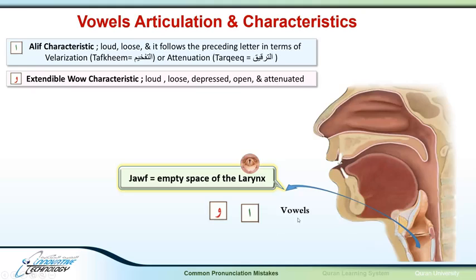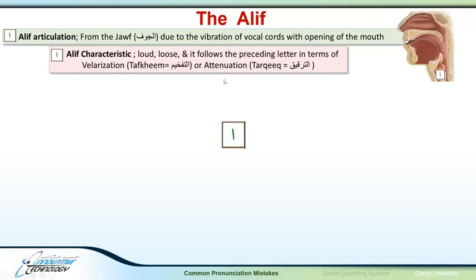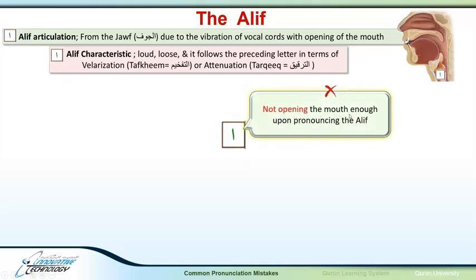The last vowel is the E. And again, the E has 2 forms, the vowel E and the non-extendable E. The vowel E is what we call the extendable ya, is characterized by being loud, loose, depressed, open, and attenuated. So let's start now with the alif common mistakes. The first mistake is not opening the mouth enough upon pronouncing the alif.